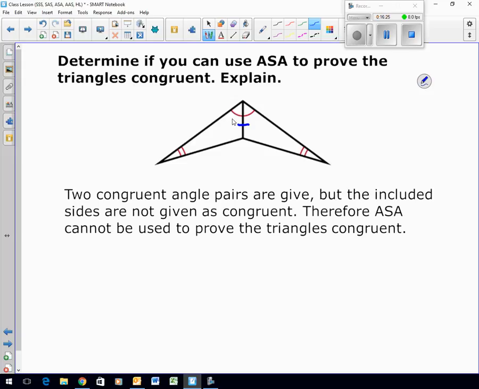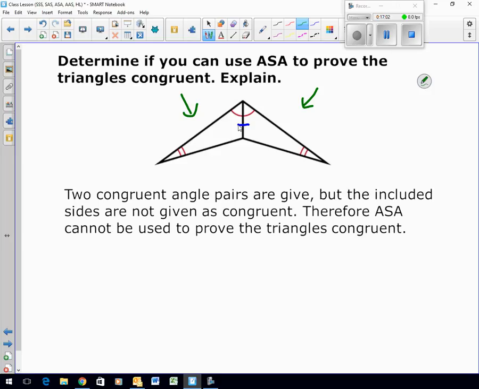Okay? Well, yeah, that's my point. If I was going to use angle, side, angle, what side would have to be congruent? The long side. This side right here, correct? Do I have any information that would tell me that that's congruent using angle, side, angle? No, I don't. Because it's not the included side that's congruent, it's the non-included side.